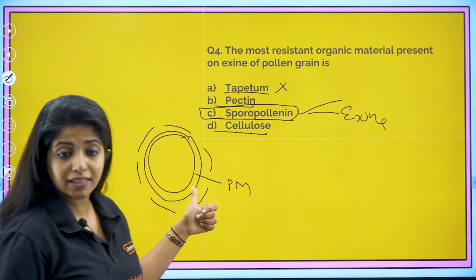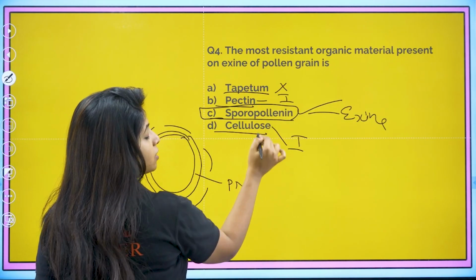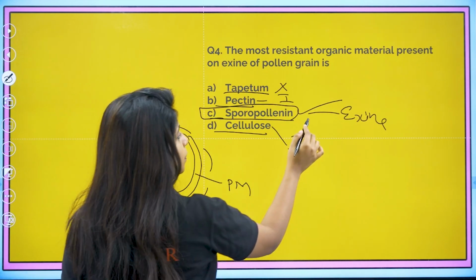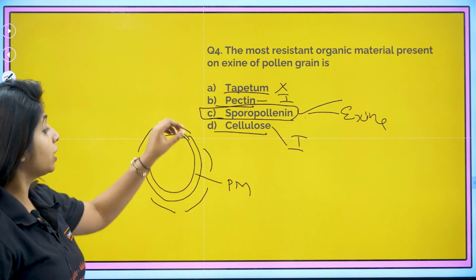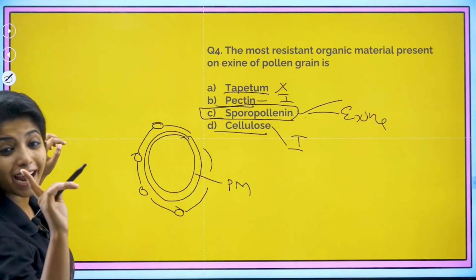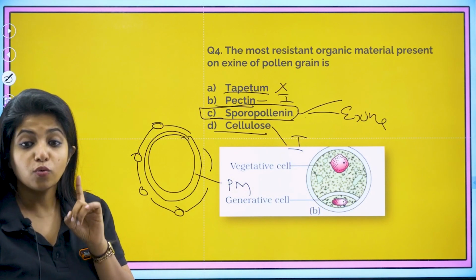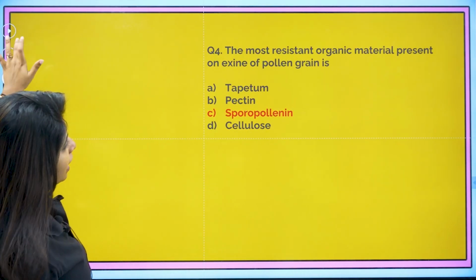Now in the inner layer, that is intine, it is made up of what? Cellulose as well as pectin. Cellulose as well as pectin makes up the intine. Exine is made up of sporopollen. And wherever you do not find this, it forms a pore that is known as germ pore. I spoke about all of this in the one-shot video. So if at all you have not watched it, watch it. Okay. Now going ahead with the next question.